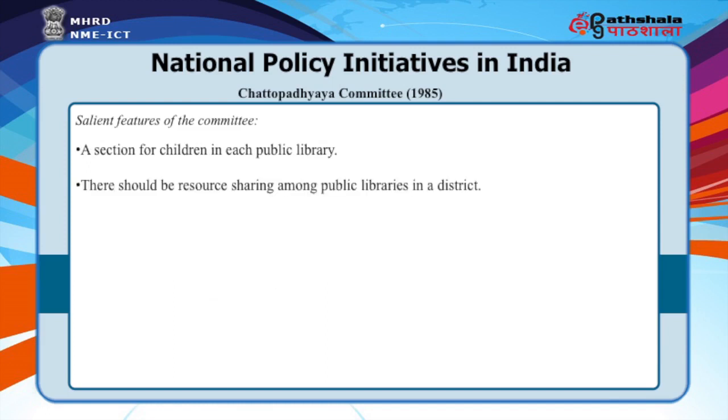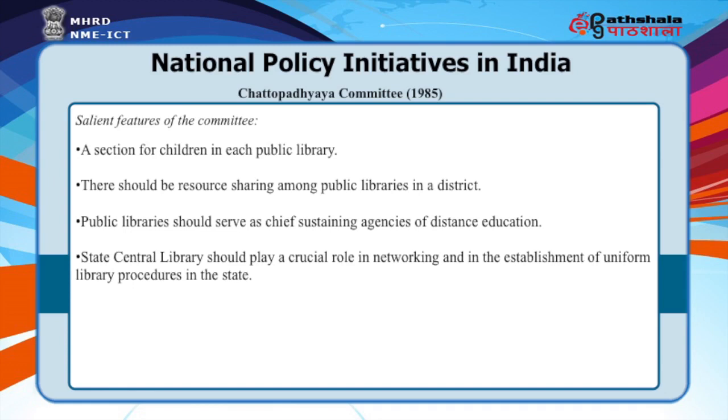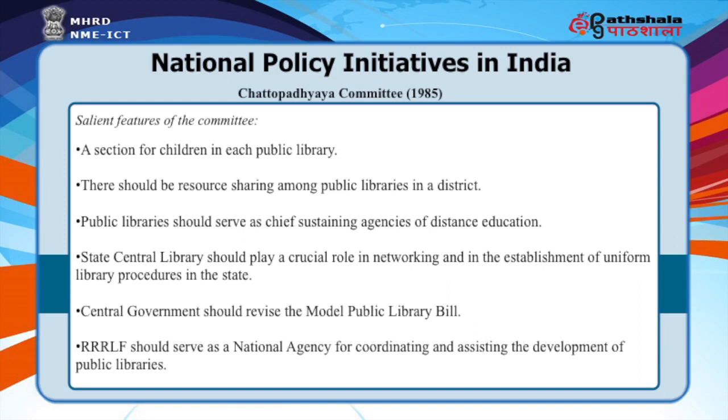They also recommended a role in distance education, a structured library system with the state central library at the apex, and establishing a formal network among various units. A model public library bill, and a role for RRLF as a national agency for consideration of library services, were also included.